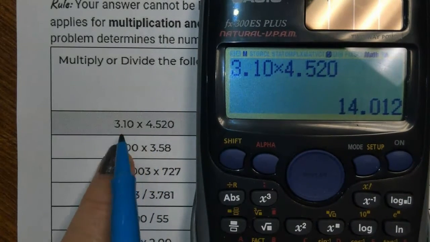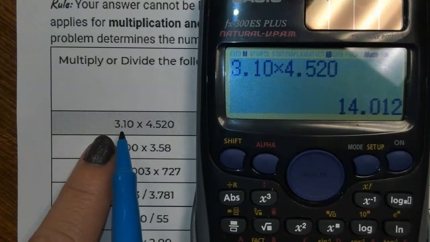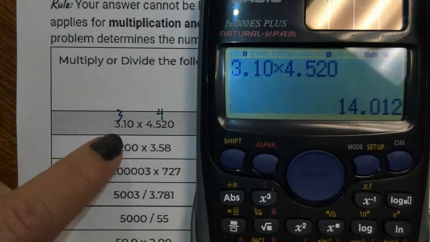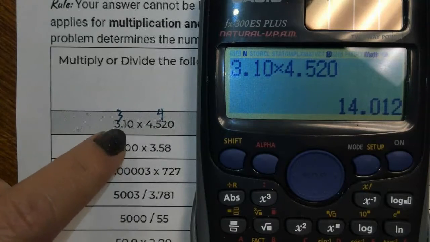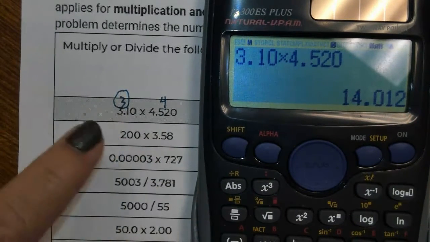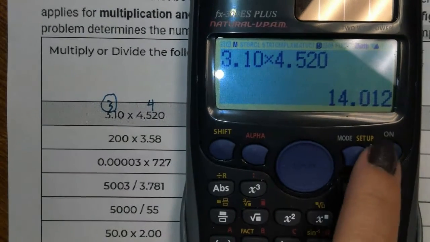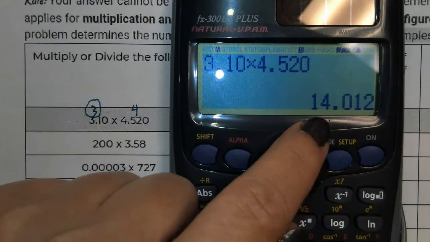So here, you have to look at how many sig figs you had in your math problem. This number has 3 sig figs, and this number has 4 sig figs. And so you're going to say the least sig figs of the two givens is going to be how many sig figs your answer can have. So we can only have up to 3 significant figures in this final answer right here. So I'm going to round this off after 3 significant figures.